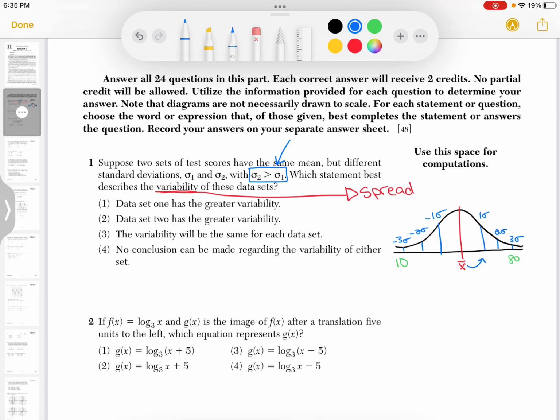So if the standard deviation is bigger for the second group, that means it goes out by a bigger amount each time. Same thing in the other direction. That means the second group goes out in each direction a bigger amount because the standard deviation is bigger. If it goes out a larger amount than the first group, then data set 2 is going to have a greater variability.